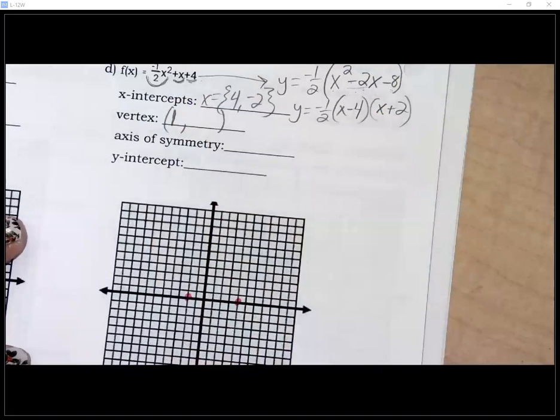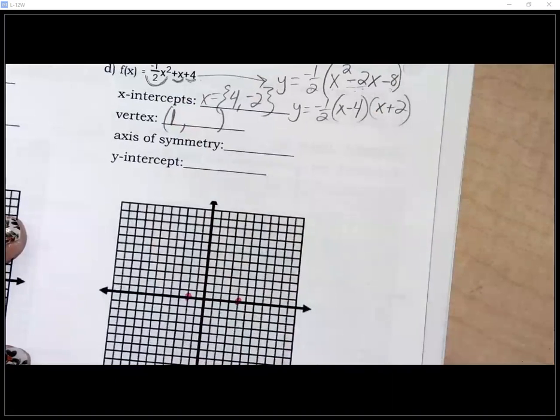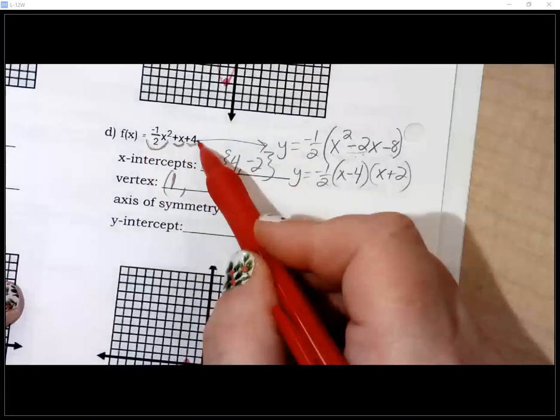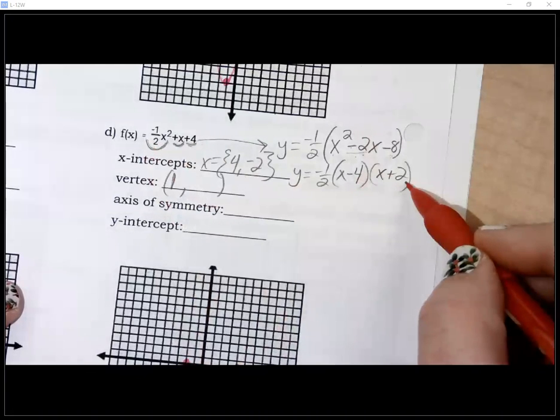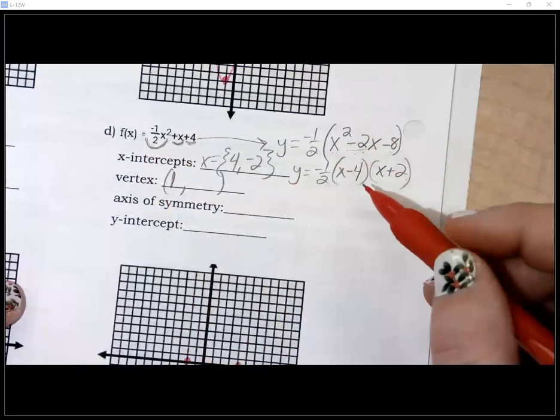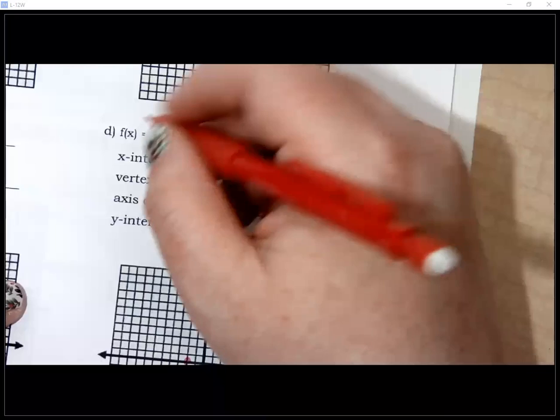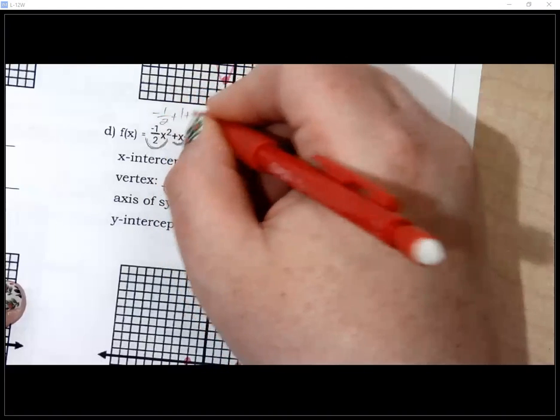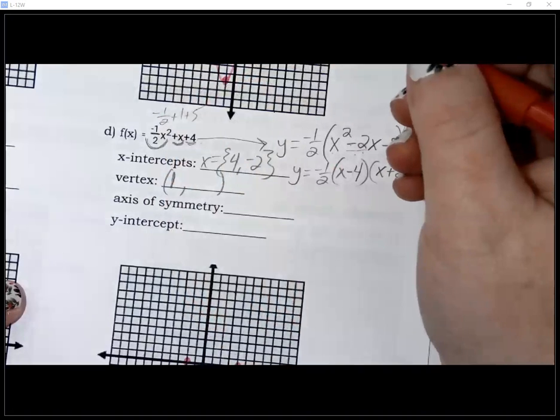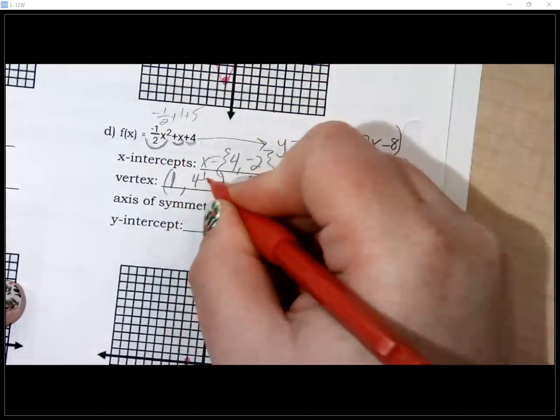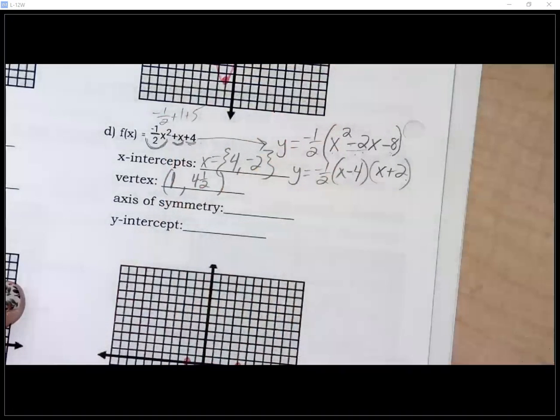I do have to take that 1 and plug it back in. It should not matter whether you go back to the original or your factored one. They're the same equation. So plug in 1 wherever you like. I'll plug into the original. That's not so bad. So that's -1/2 plus 1 plus 4. So isn't that 4.5? Oh, no, wait, 5.5.